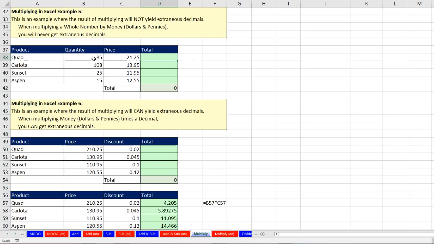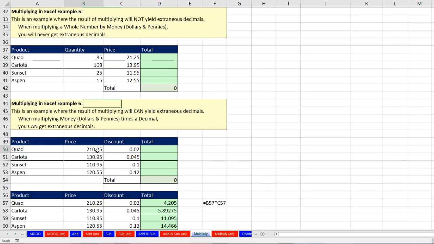This calculation is a quantity. That means counting how many of the products we have. These are counting numbers, 1, 2, 3, 4. And we're multiplying times a price. There are never going to be any decimals past the penny position. That means we only have dollars and pennies.